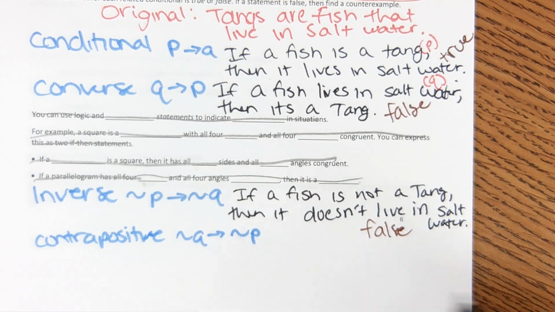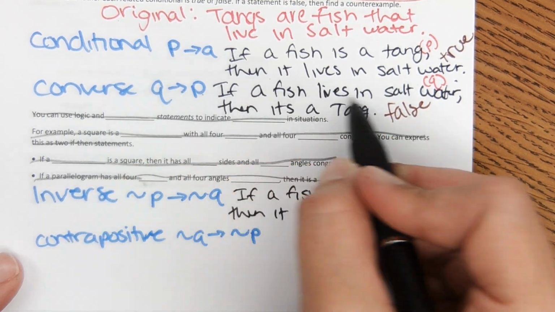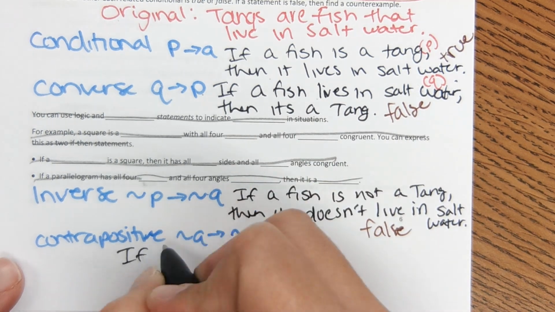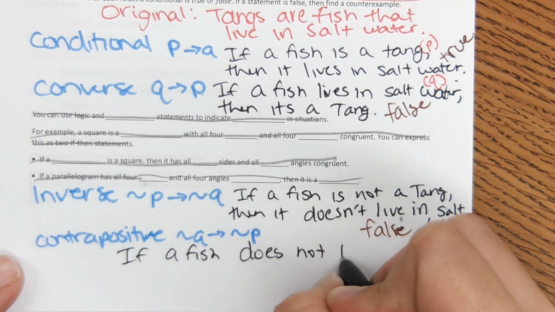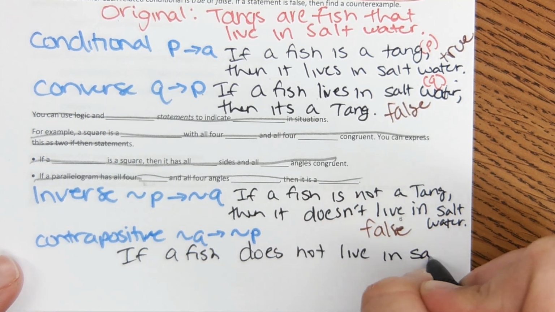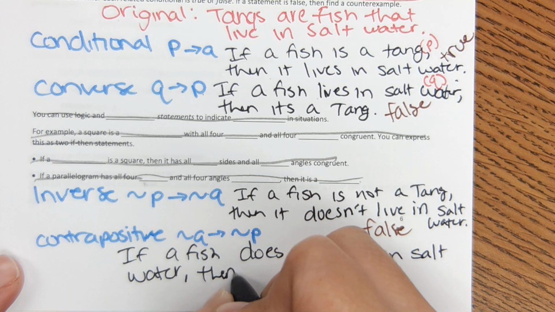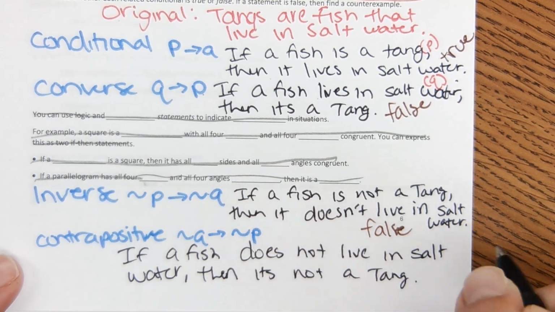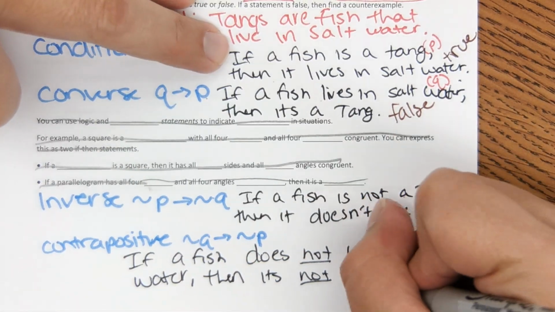And contrapositive, not Q, then not P. So I'm going to go to the converse, which is Q, then P, and just put not in it. If a fish does not live in salt water, then it's not a tang. That is true, because tangs only live in salt water. So this last statement comes out to be true.